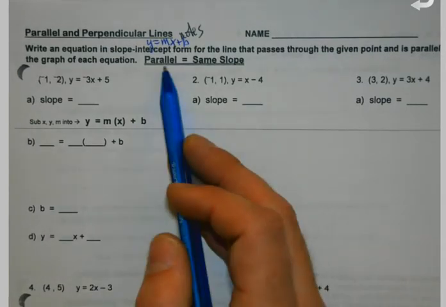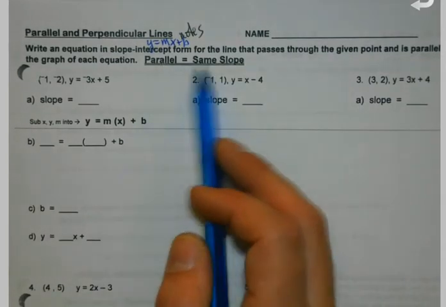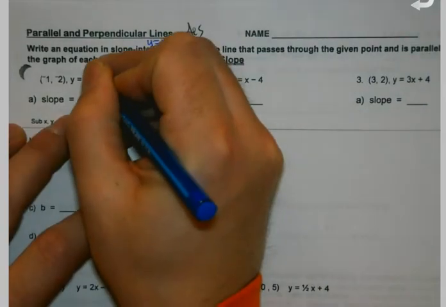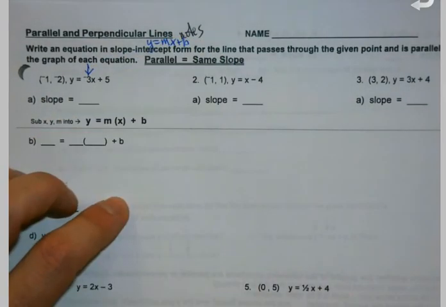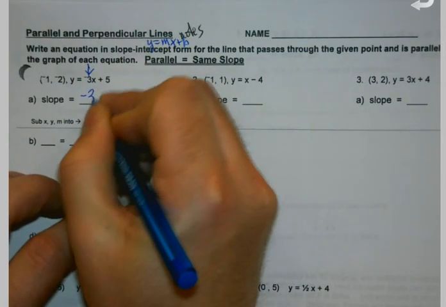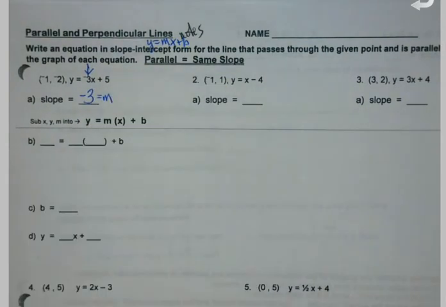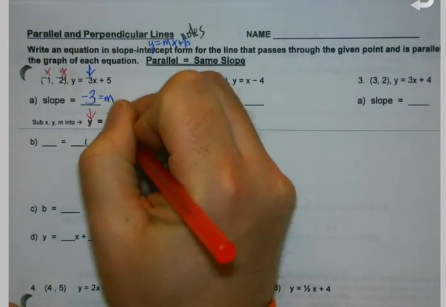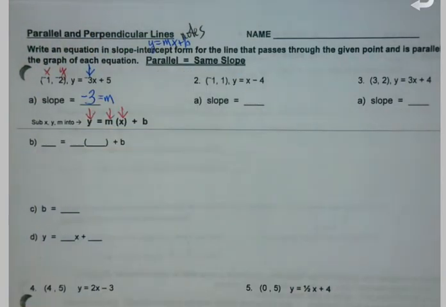Here's the thing to remember, though. Parallel equals the same slope. In other words, my slope is just going to be the slope from the equation they give me. So my slope is going to be -3. Whatever that number is in front of x, that's what I'm going to use for my m. And then from there, we're just going to do it like we have been. I'm going to plug in for m and x and y, and I'm going to figure out what b is going to be.